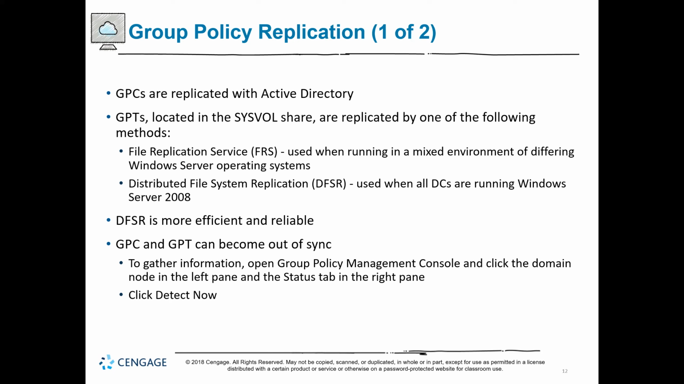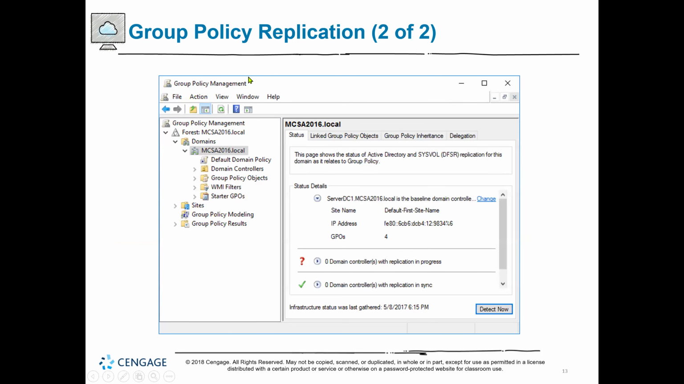GPC and GPT can become out of sync. To gather information, open Group Policy Management Console and click the domain node in the left pane and the Status tab in the right pane. Click Detect Now. So here's what they're talking about. You can see the middle part here. There's the 0 domain controllers, replication and sync. And you can see that there's a question mark on whether or not they have replication in progress.